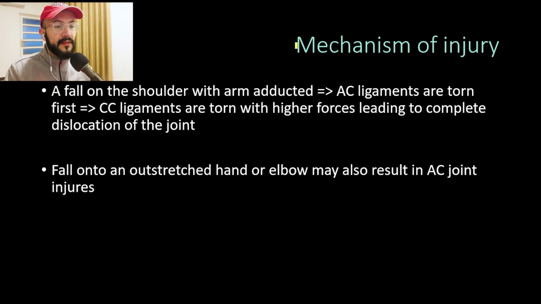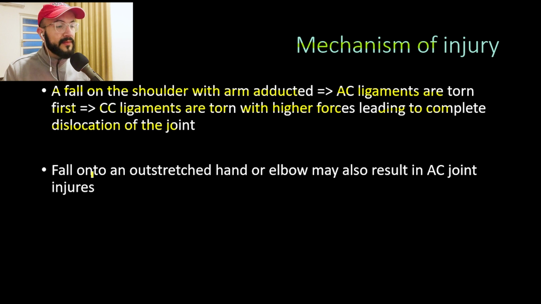Now, regarding the mechanism by which these injuries occur, a classic mechanism is a fall on the shoulder with the arm adducted. So the patient falls on the shoulder while their arm is adducted to their chest. And this will lead to the acromioclavicular ligaments being torn first, and the coracoclavicular ligaments being torn after with higher forces, leading to complete dislocation of the joint.